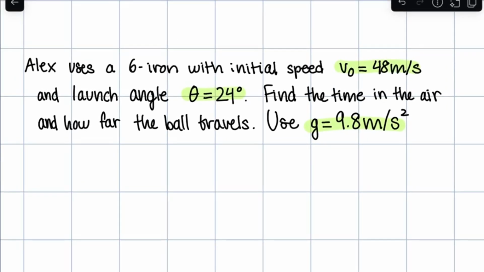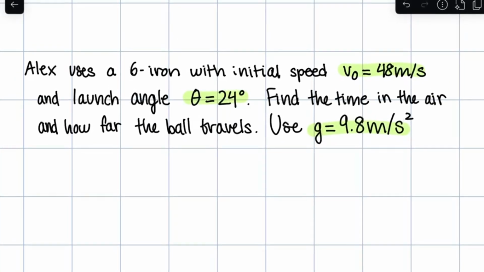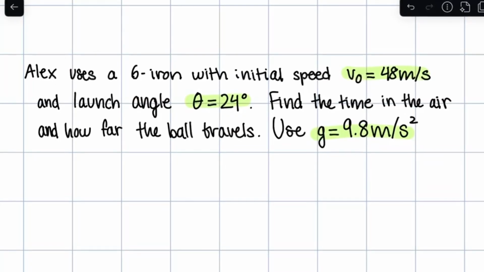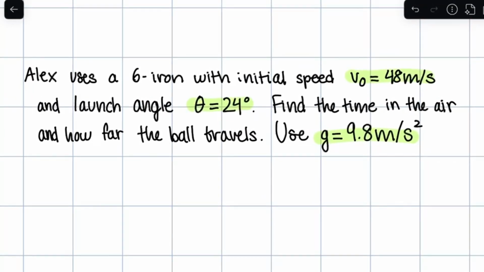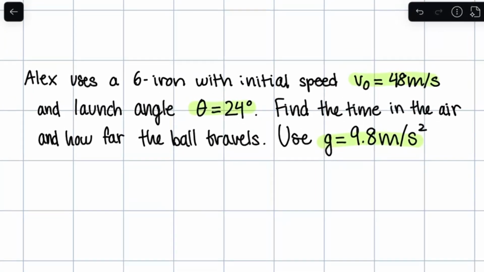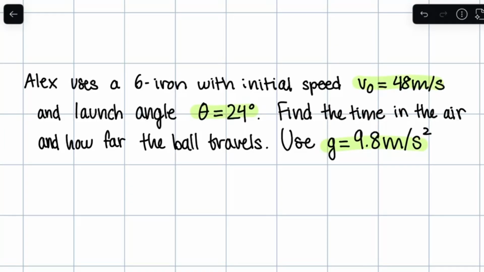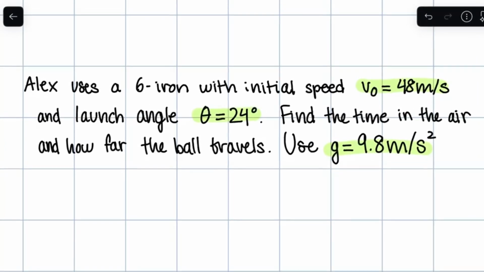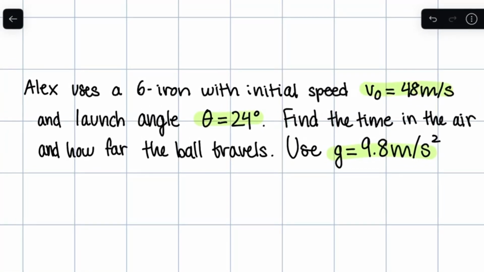Now we're going to look at a practice problem. Let's say Alex uses a 6 iron with an initial speed of 48 meters per second and a launch angle of 24 degrees. Then find the time in the air and how far the ball travels. Assume that gravity is 9.8 meters per second squared.